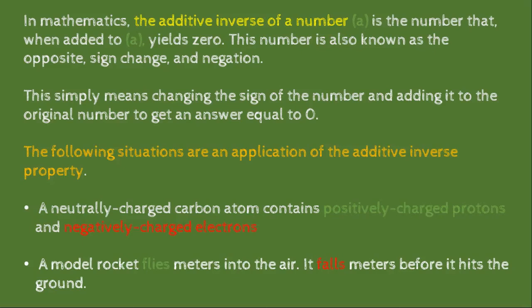A neutrally charged carbon atom contains positively charged protons and negatively charged electrons, positives and negatives, which equal 0. A model rocket flies meters into the air. It falls meters before it hits the ground. A model rocket flies up into the air, and the same distance, it falls back down, resulting from going up and going down to 0.